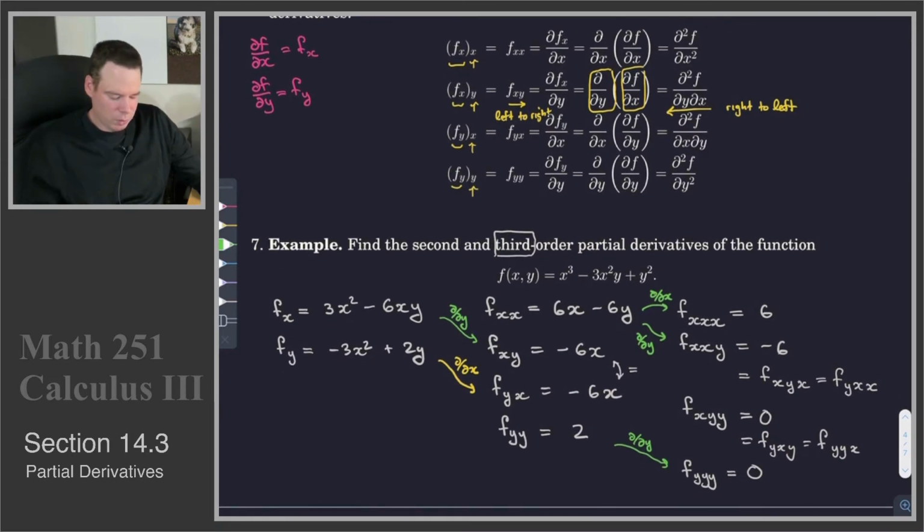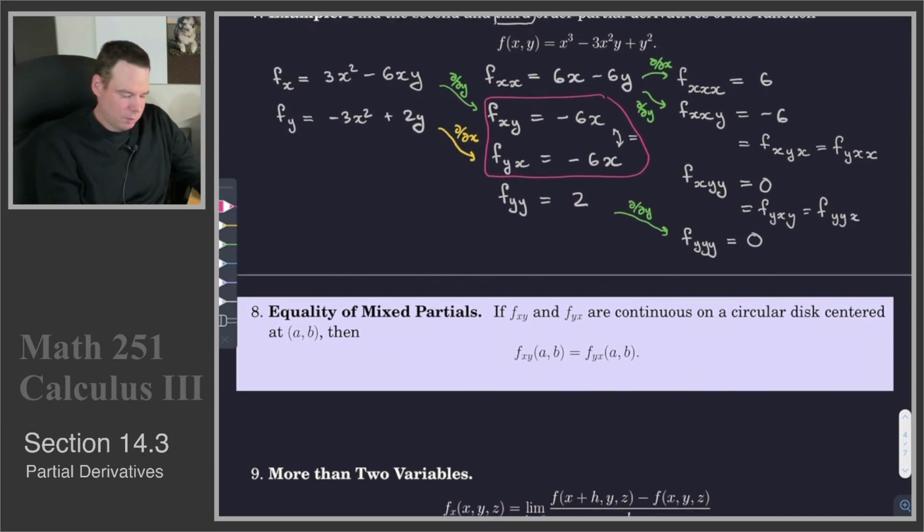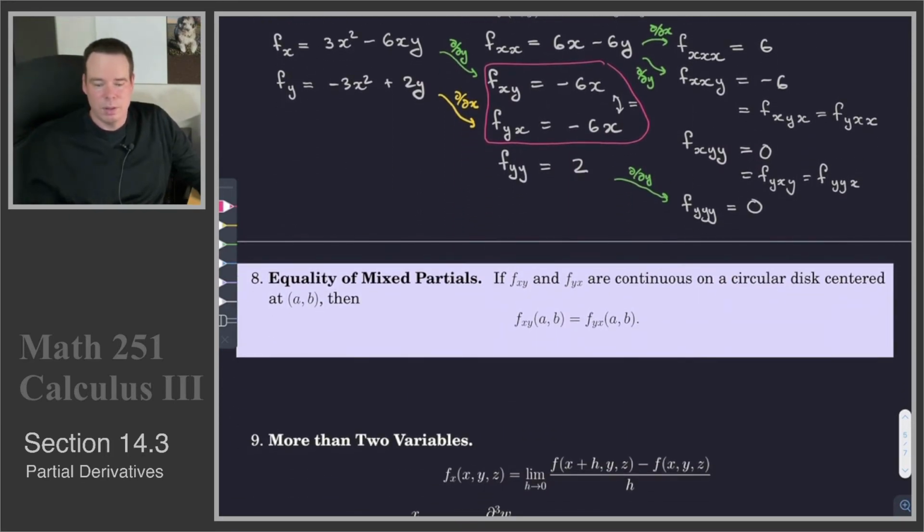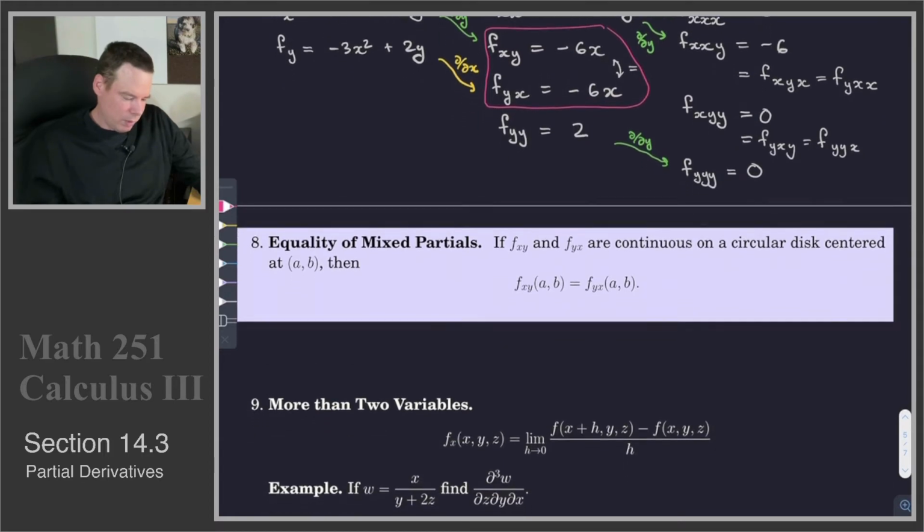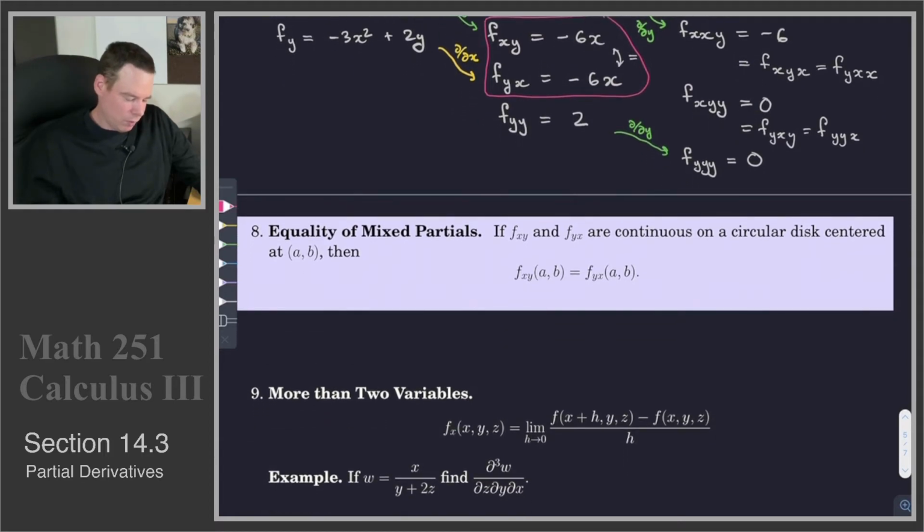Maybe f_xy was equal to f_yx. So this part here, maybe that was just purely a coincidence that those were equal. It turned out that it wasn't a coincidence. We actually have a result. It's called the equality of mixed partials. And it is if the mixed partials f_xy and f_yx are continuous on a circular disk around the point in question, then the mixed partials are going to be the same. f_xy is going to be f_yx at that point. So that's a very nice result that we have, the equality of mixed partial derivatives.